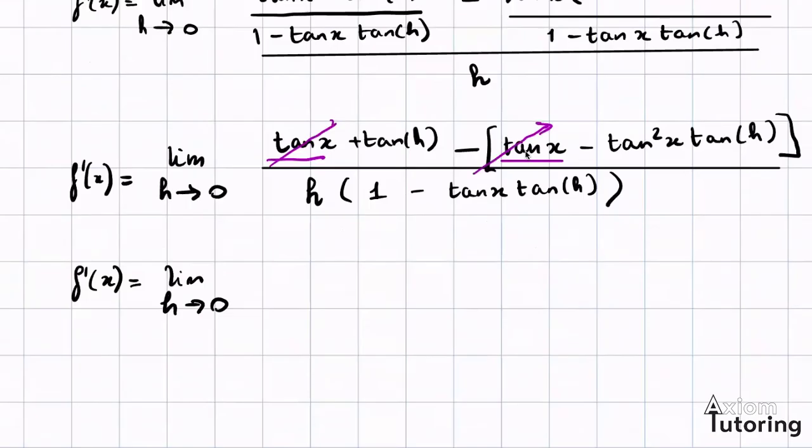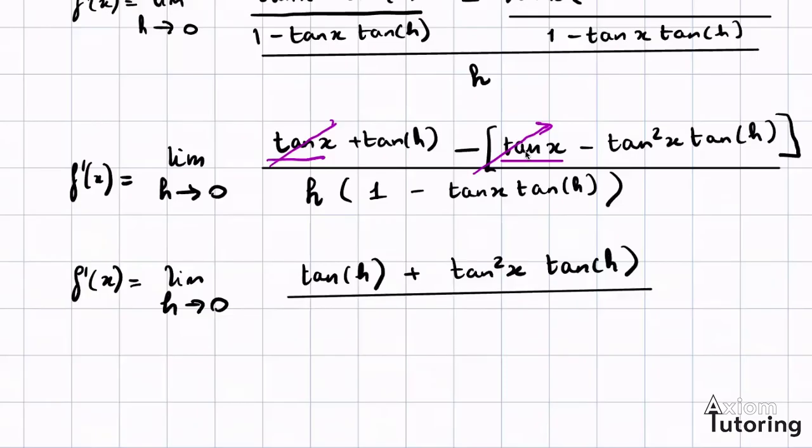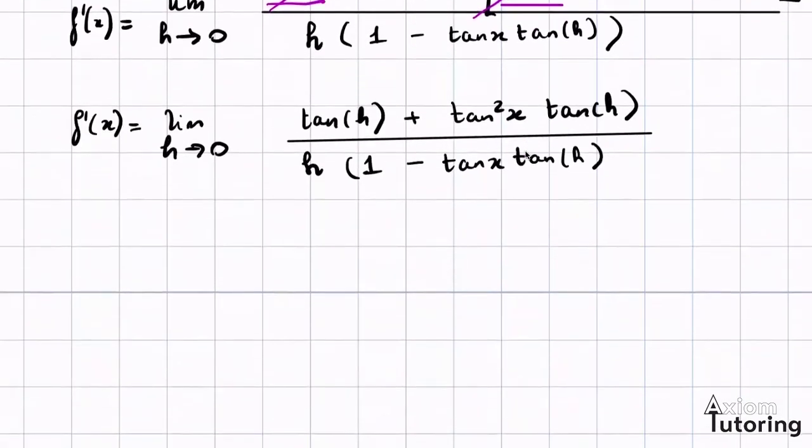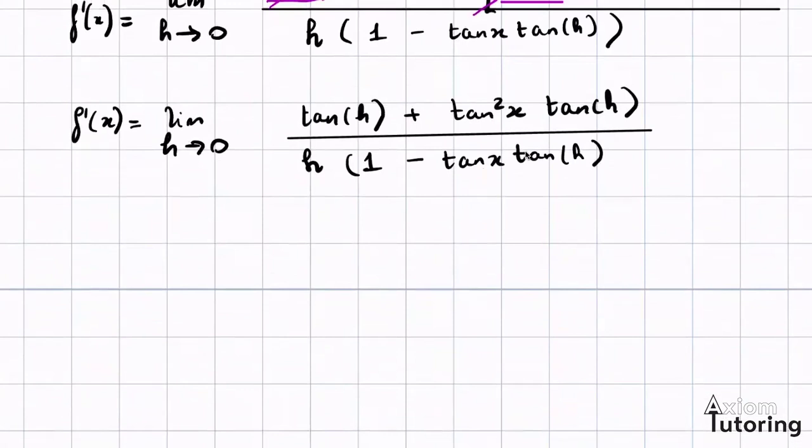And then what do we have left? We have tan h in the numerator minus tan squared x tan h. That's going to be plus tan squared x tan h, all over h times 1 minus tan x tan h. So now we're a little bit stuck. What we need to do is apply our small angle approximation for tan.